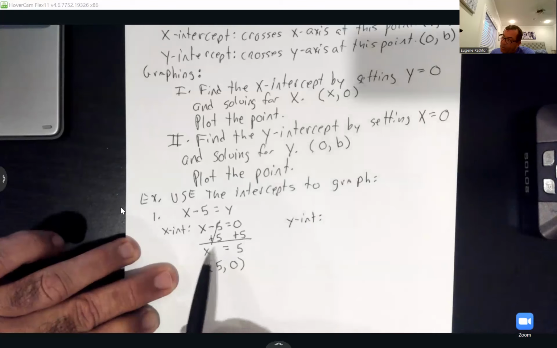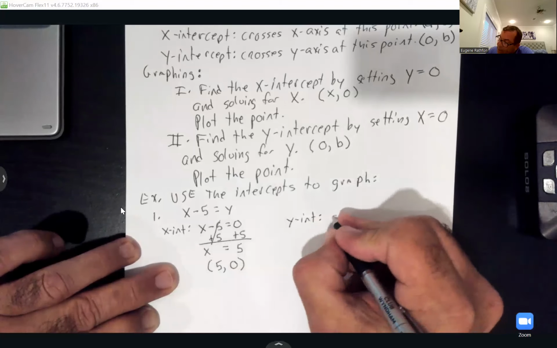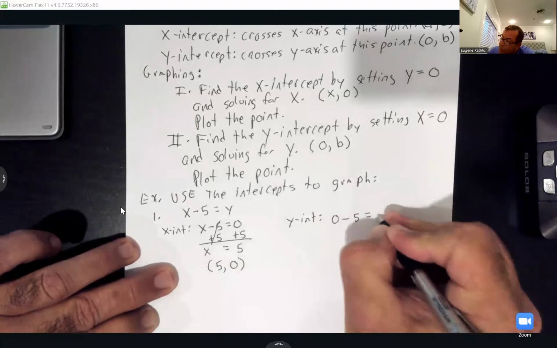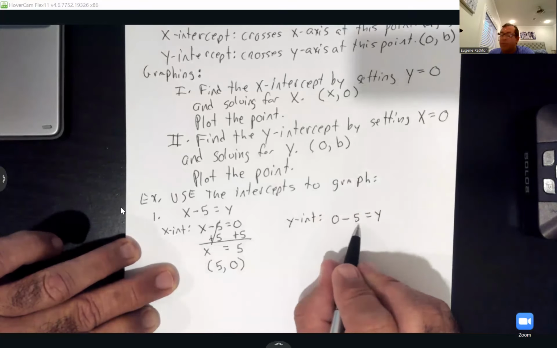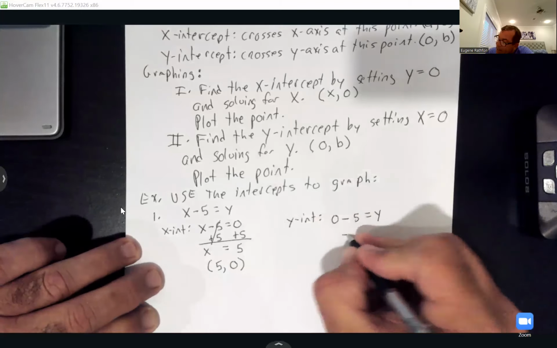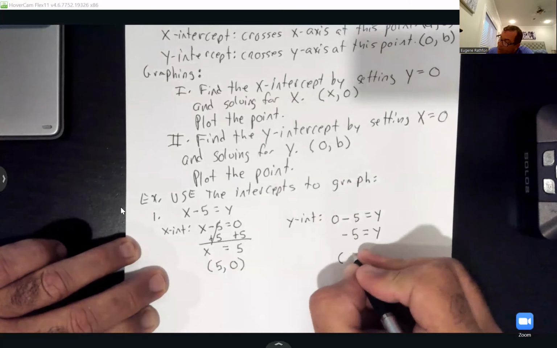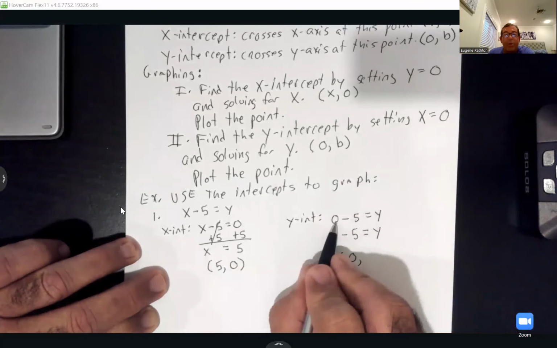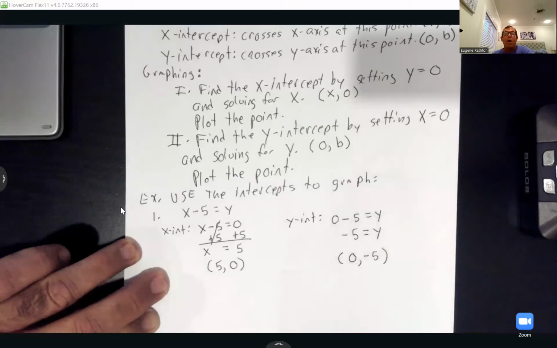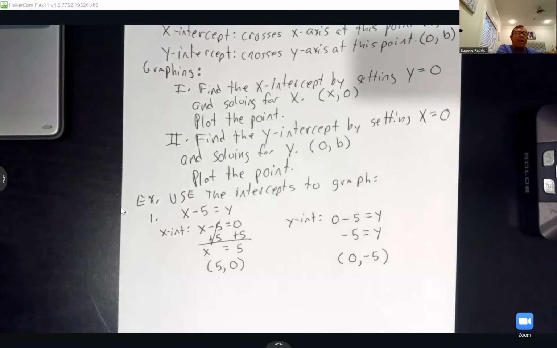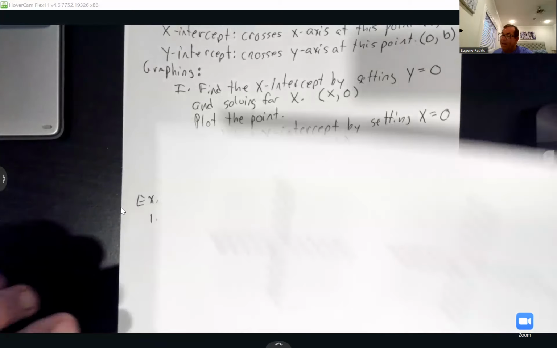Our y-intercept, we set the x equal to 0 and solve for y. So that'll give me 0 minus 5 equals y. These are like terms on the left side, numbers minus numbers. So 0 minus 5 gives me -5 equal to my y. So that means that point is 0 for the x, because that's what we put in for the x, and -5 for our y value. So y'all, we're going to go graph that one on our graph paper. So my points are 5, 0, and 0, -5.